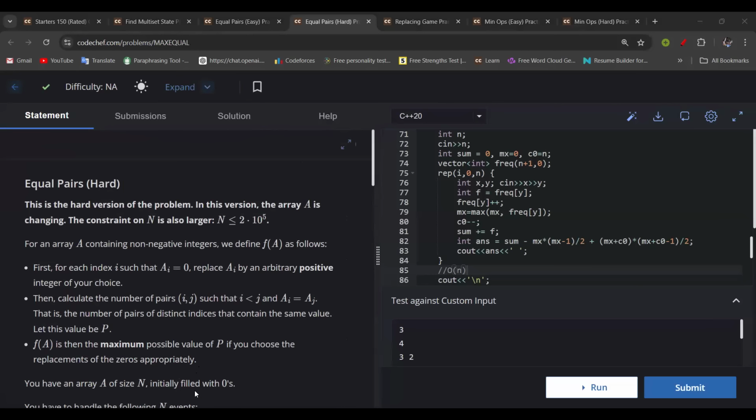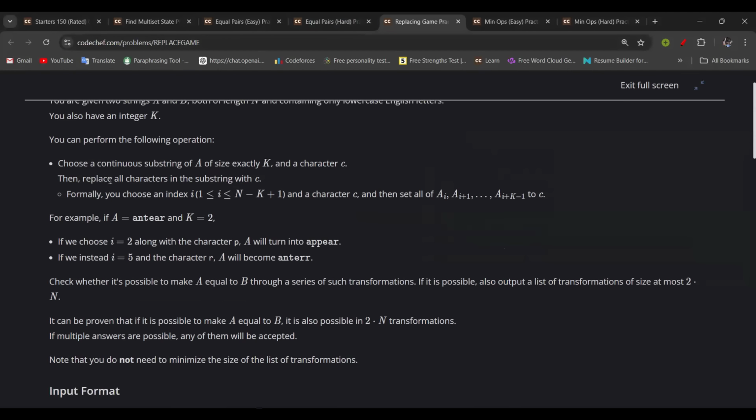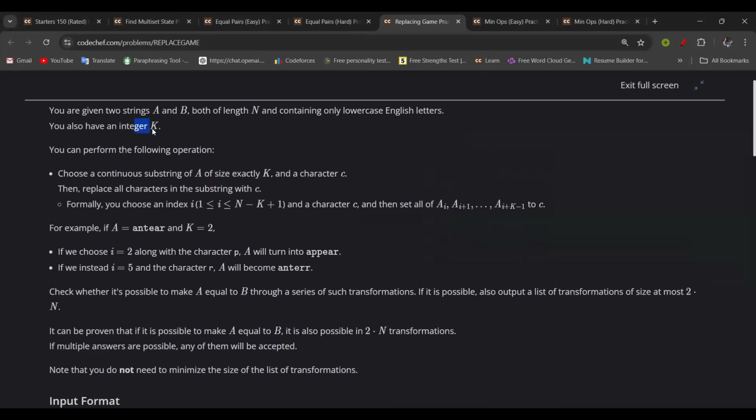Okay, I hope both the problems are clear. Now we can move to the next problem, which is Replacing Game. In this problem, you are given two strings A and B, both of length n, containing only lowercase English letters. You also have an integer k. So now you're given two strings of length n and an integer k.